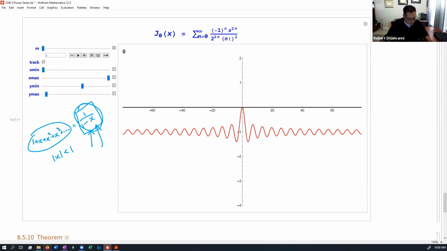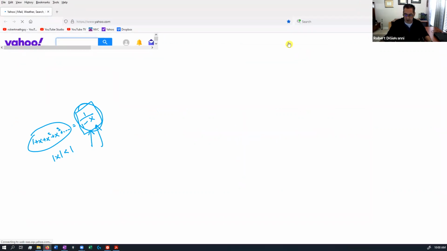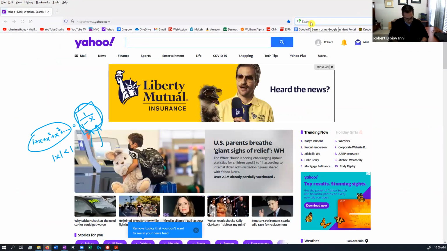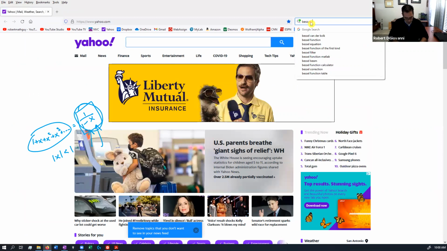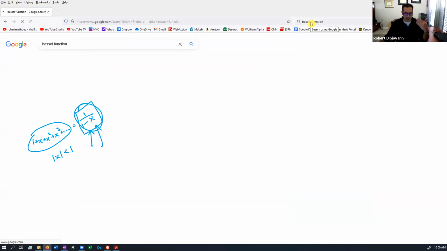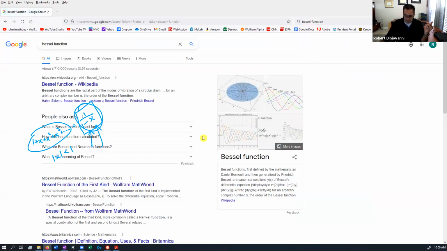Let me just Google it so you can see it. I should have had some 3D stuff ready to go here. Bessel function. So the Bessel functions have different orders. I think this one.